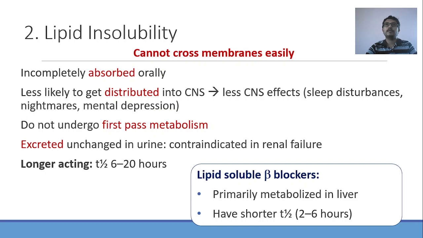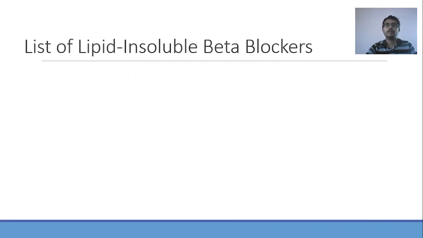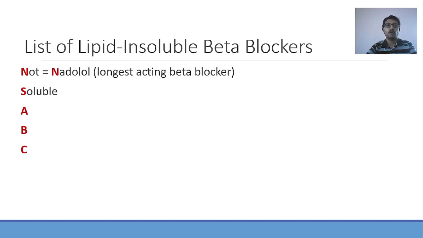So, which are all these beta blockers which have lipid insolubility as a property? Again, there is a beautiful mnemonic: not soluble, ABC. N for nadolol. Nadolol is the longest acting beta blocker. This is another point for your entrance exams.